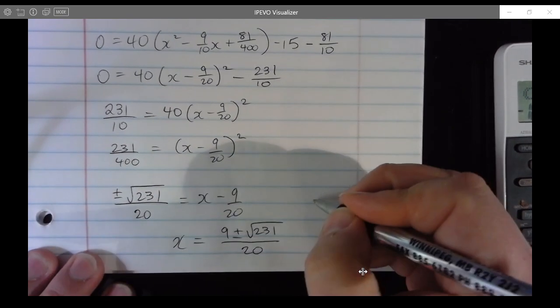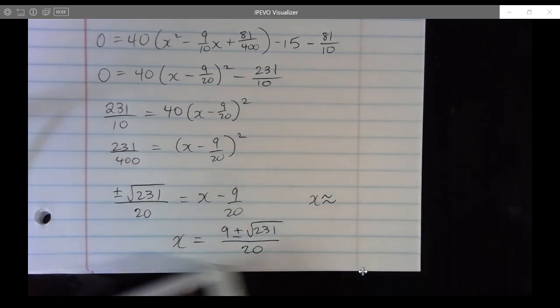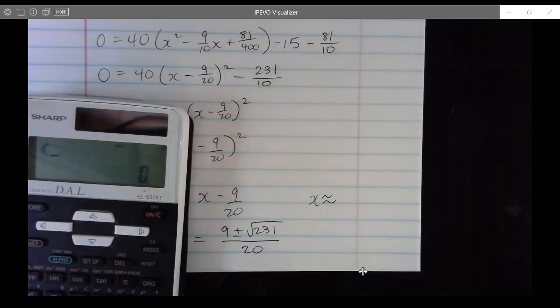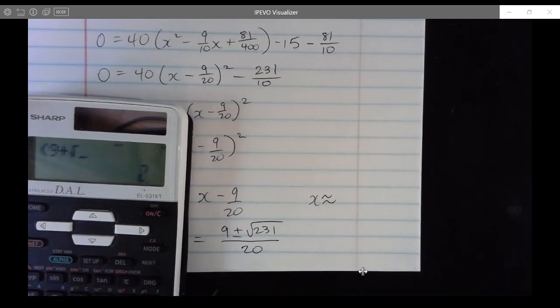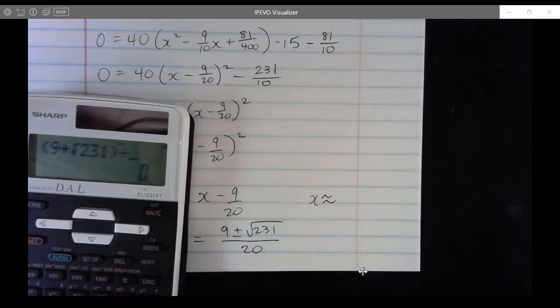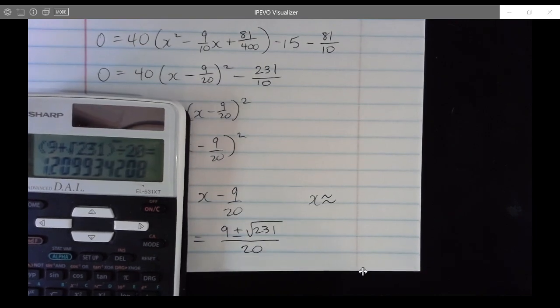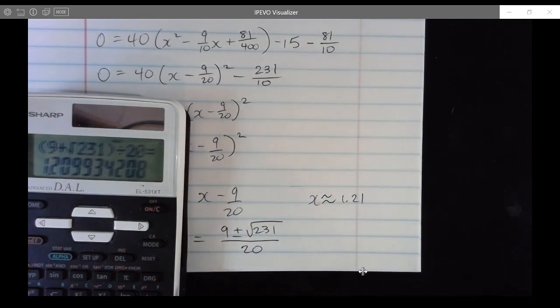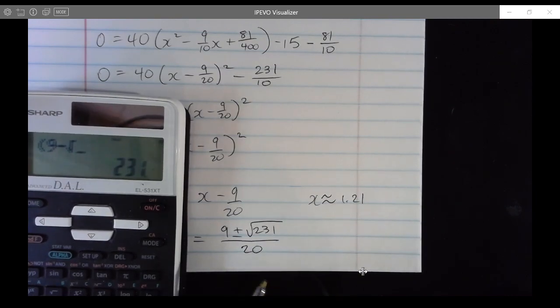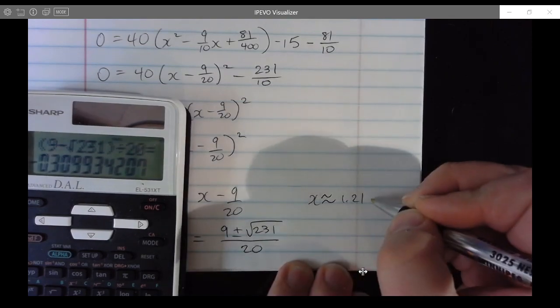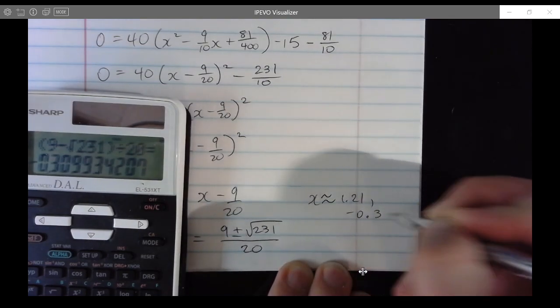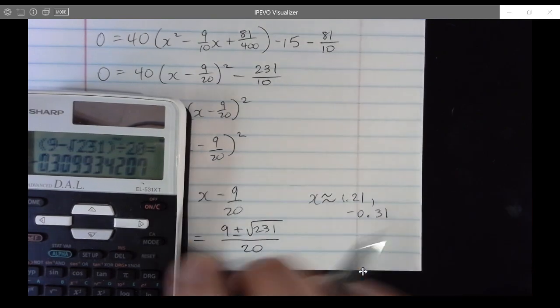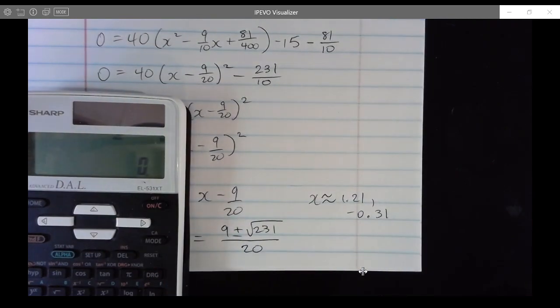And once again, let's get approximate decimals for that. So let's see, punching buttons, that's open a bracket 9 plus the square root of 231, close bracket over 20, which is 1.21. And what if we did the minus? Open a bracket 9 minus the square root of 231, close bracket divided by 20, and you get negative 0.31, I guess.